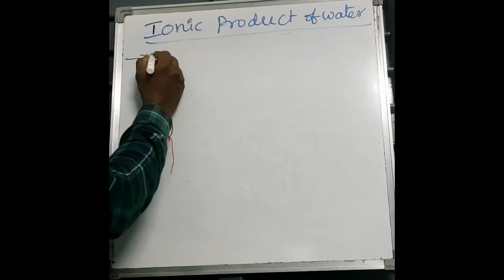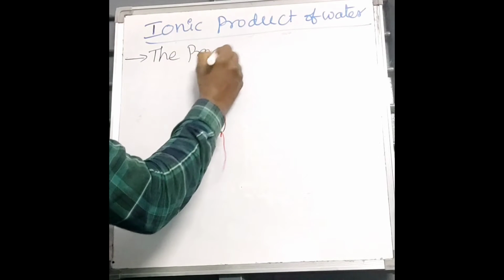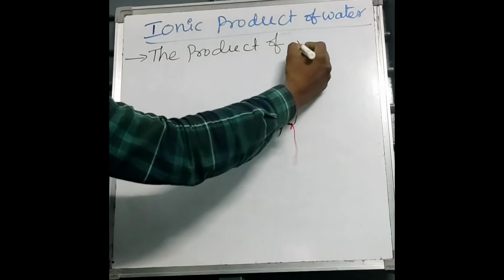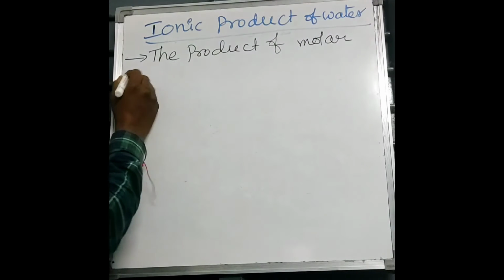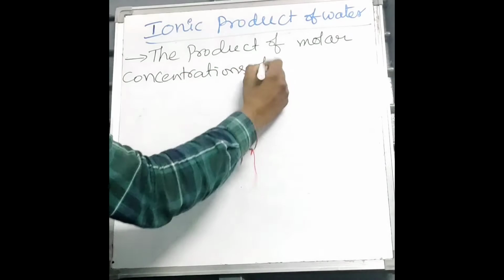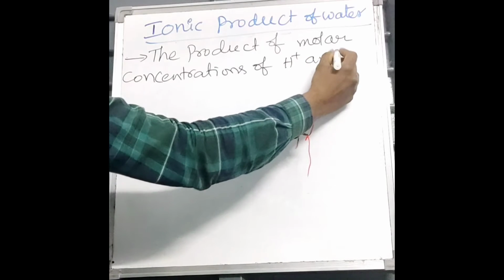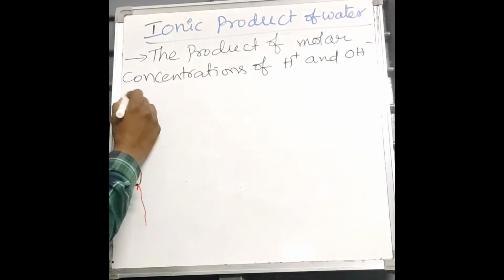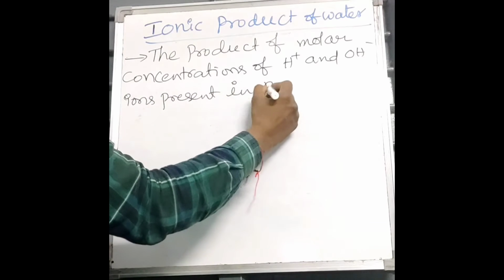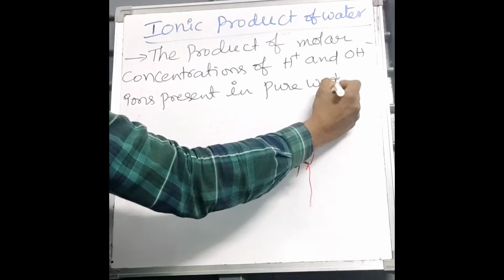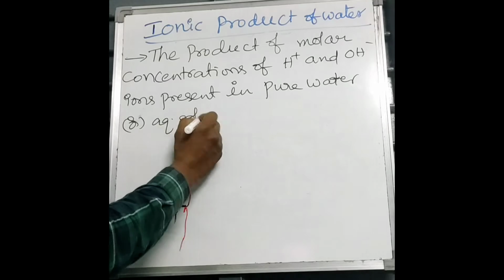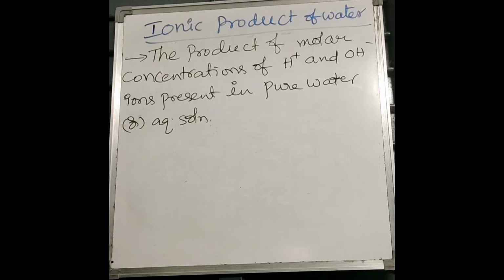Ionic product of water is the product of molar concentrations of H plus and OH minus ions present in pure water or aqueous solution. So what is the ionic product of water?